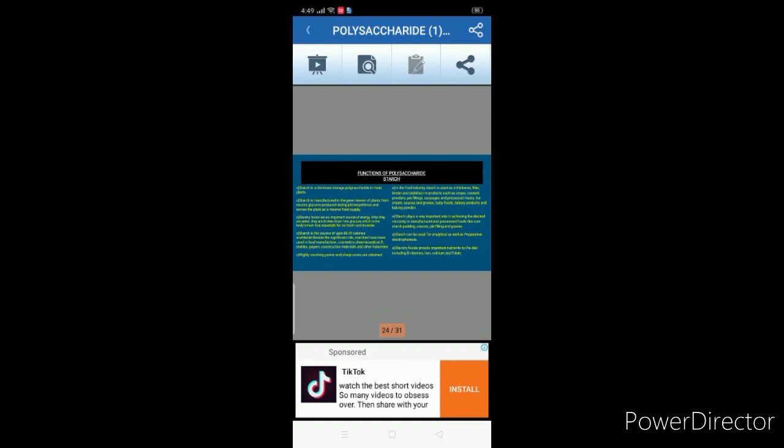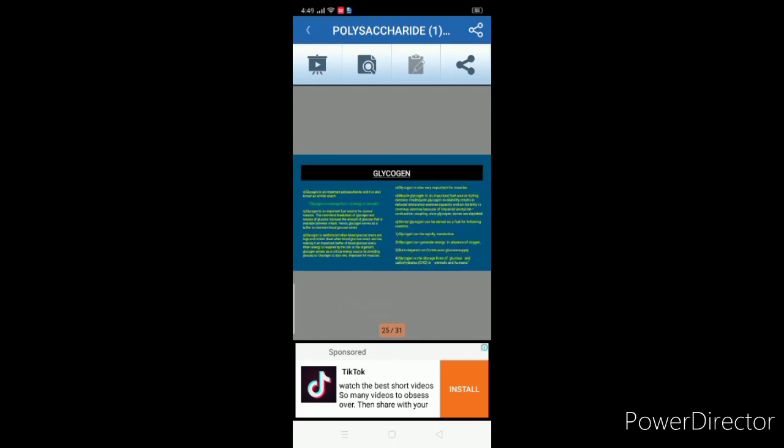Starch can be used for analytical as well as preparative electrophoresis. Starchy food provides important nutrients to the diet including B vitamins, iron, calcium, and folate. Glycogen. Glycogen is an important polysaccharide and it is also known as animal starch. Glycogen is a storage form of energy in animals.